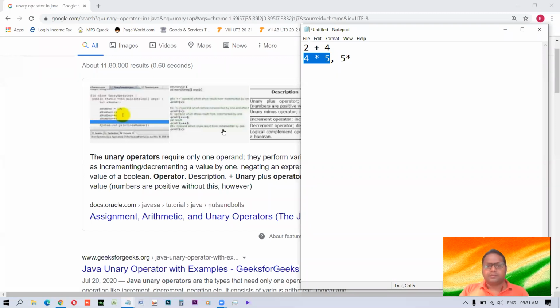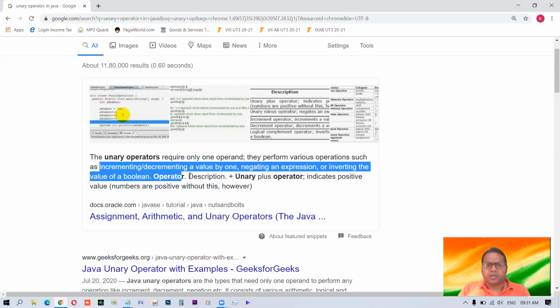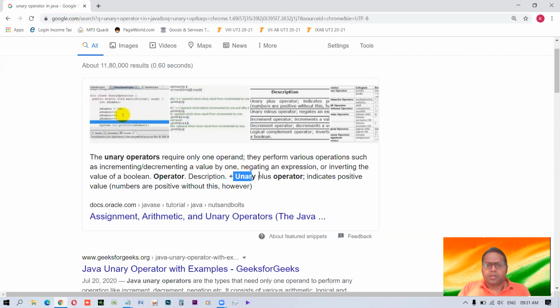On the other hand, look at this. A unary operator requires only one operand. They perform various operations such as incrementing and decrementing a value by one, negating an expression, or inverting the value of a boolean. So unary plus operator indicates positive value.